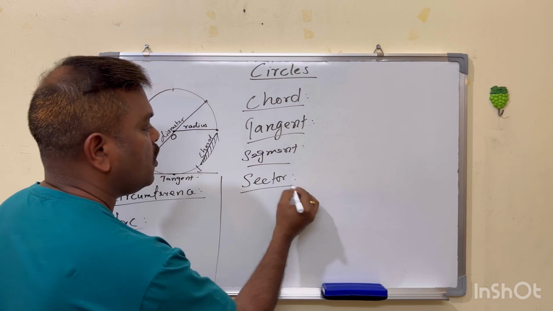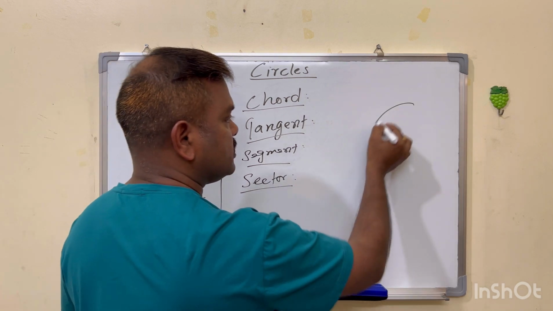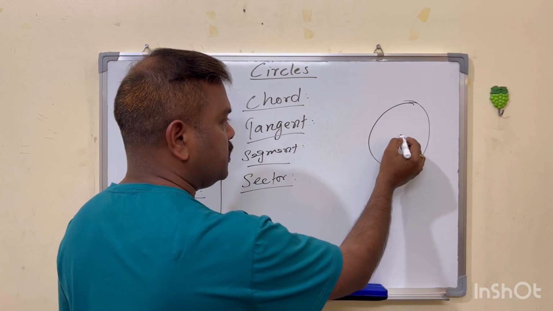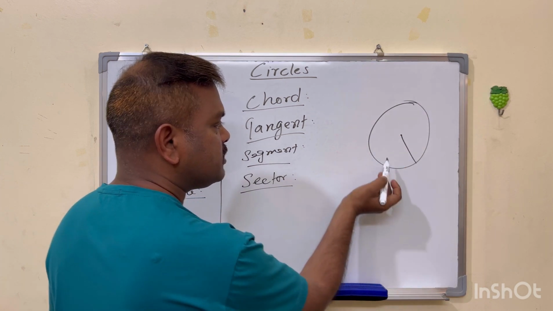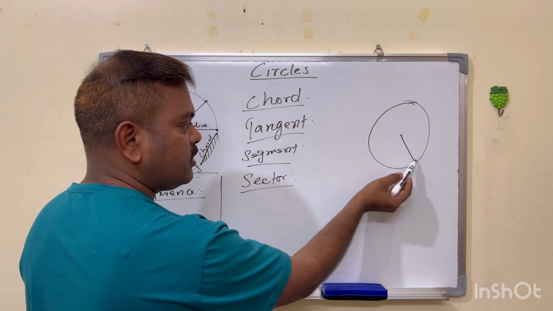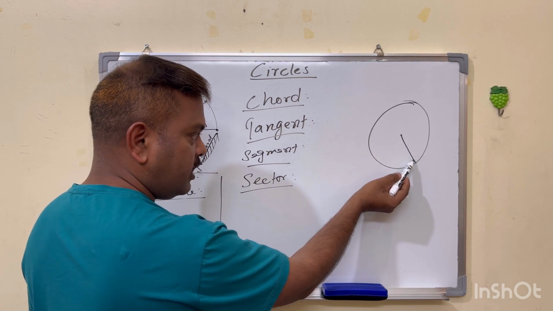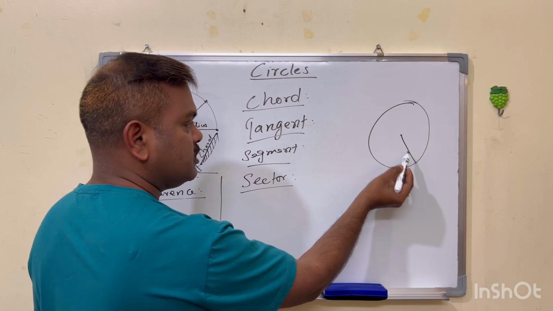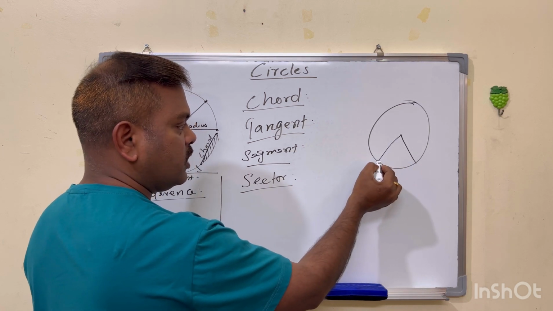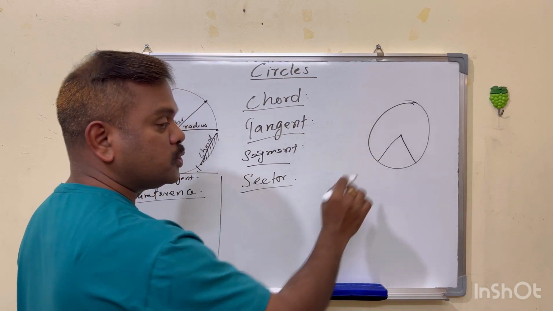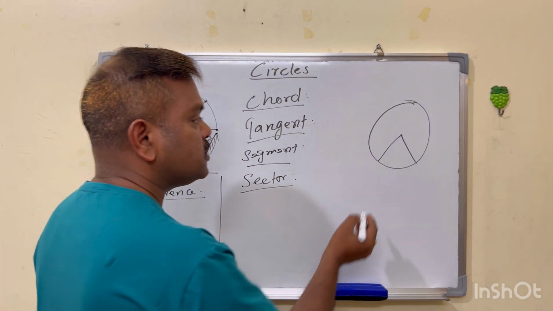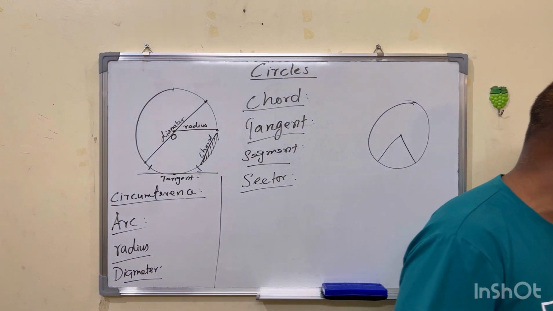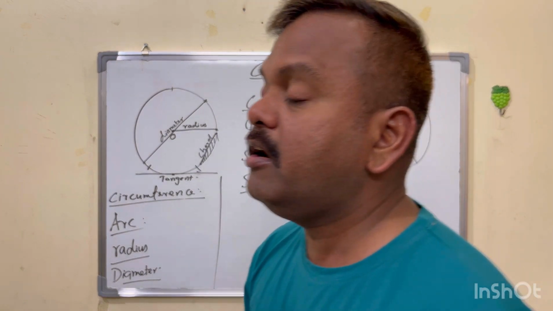What is meant by sector? Let us assume this is a circle. This is the center of the circle. I told you this is the radius. A radius is a straight line joining the center and any point on the circle. This is a radius. One more radius I am going to draw now. Now, 2 radii. So a sector means a portion of a circle enclosed by 2 radii and an arc.